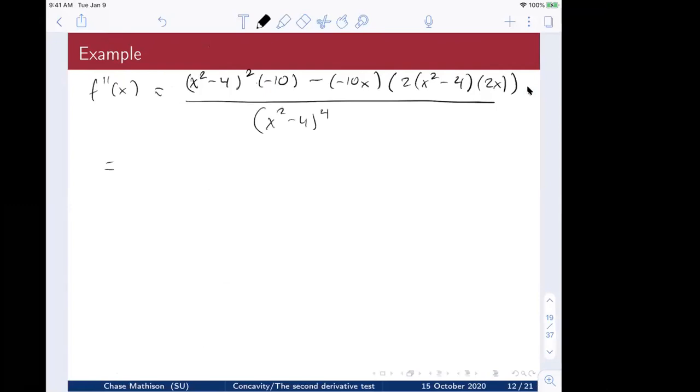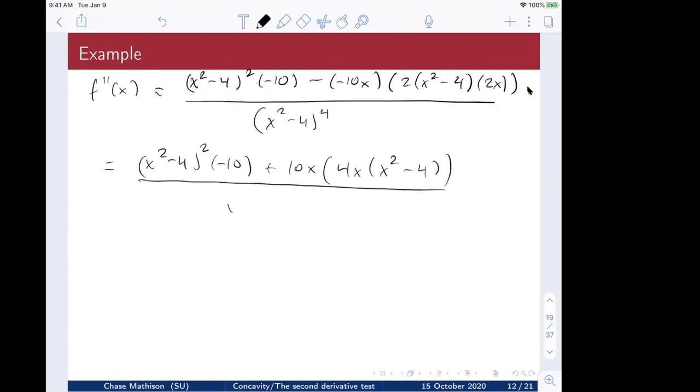Okay, well, let's simplify this a little bit. This is (x squared minus 4) squared times negative 10, plus 10x times 4x times (x squared minus 4), over (x squared minus 4) to the 4th.